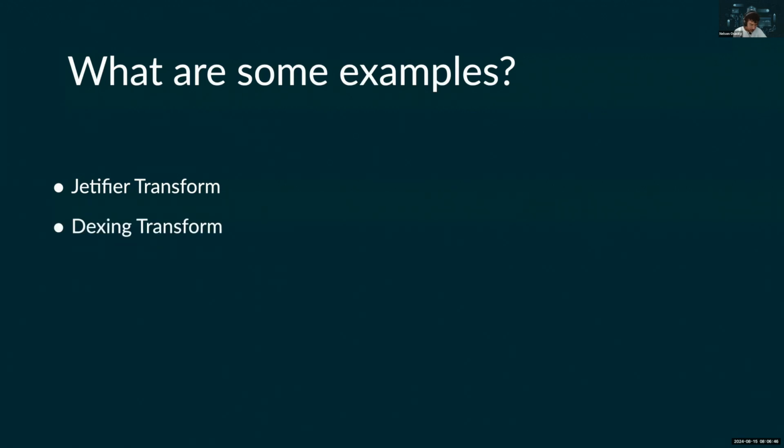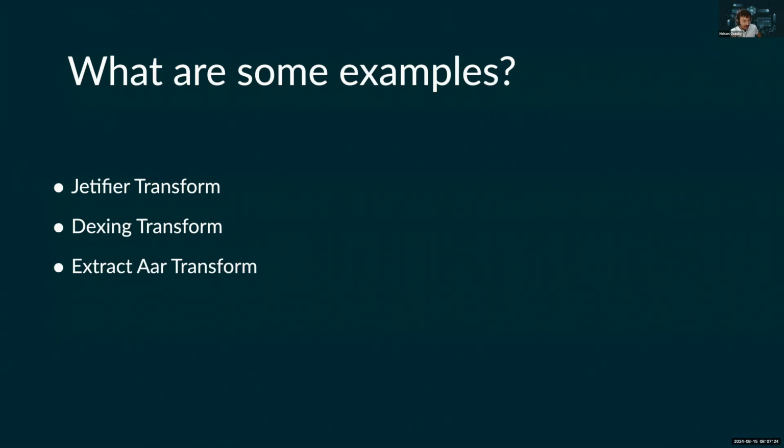There's the dexing transform in Android, which modifies an output into a dex file, which is used at runtime. Instead of the normal Java runtime, Android uses the Android runtime, which runs on DEX files instead of Java class files. There's the extract AAR transform. For the audience who's not in the Android world, an AAR is very similar to a jar file.